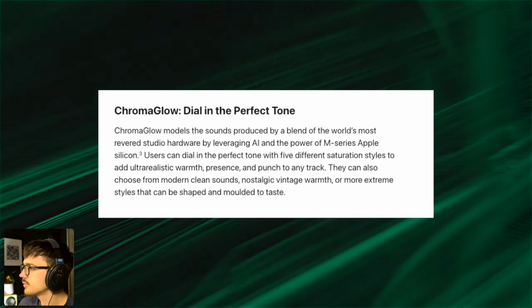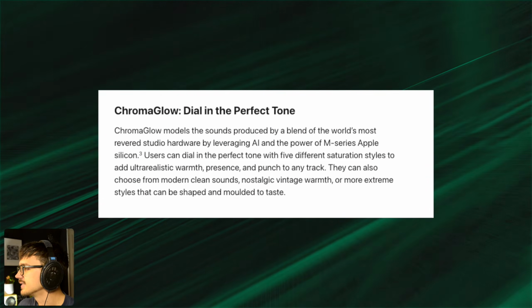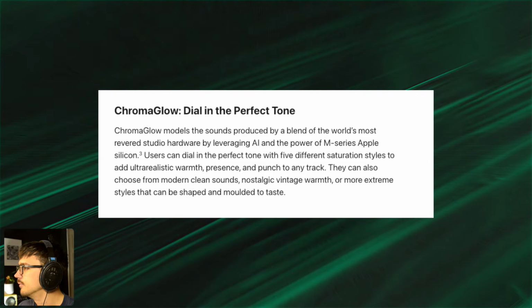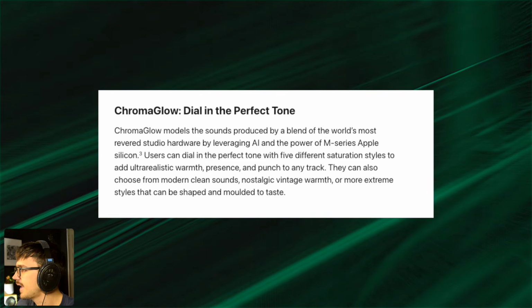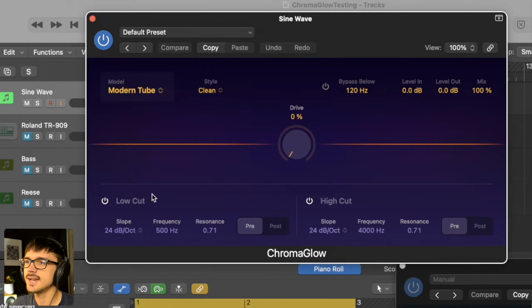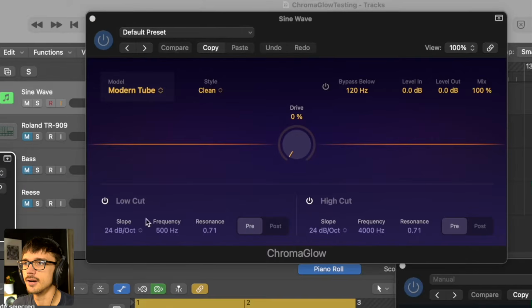And to read from the actual Apple website, Chromaglow models the sounds produced by a blend of the world's most revered studio hardware by leveraging AI and the power of the M series Apple Silicon. And it does seem a lot more refined than just your standard distortion unit. So let's jump in and have a look. So it's inside the distortion category, our Chromaglow.